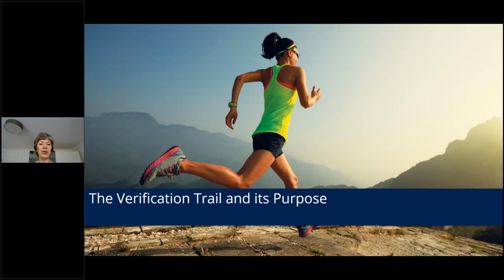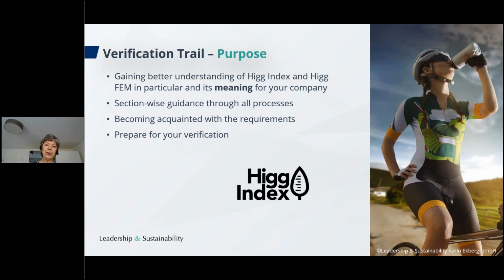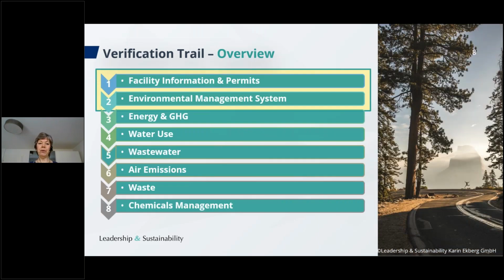And now let me introduce you to the verification trail. The purpose of the verification trail is to help you gain a better understanding of the Higg Index and the Higg FEM, in particular, and its meaning for your company, for your facility. We have a section-wise guidance through all processes, and you will also become acquainted with all the requirements from SAC and from the How to Higg. And we will support you with preparing you for your verification. And here is an overview of all the sections in the Higg FEM. And as you see, we will focus on the first two today.